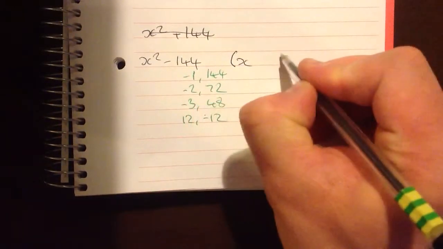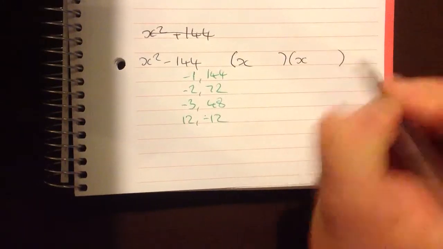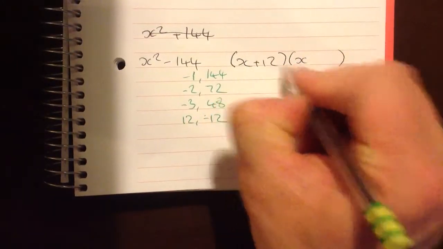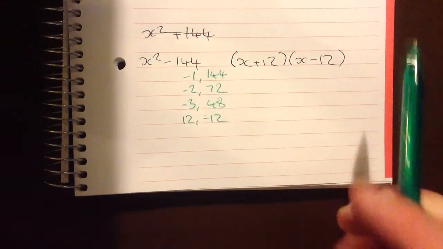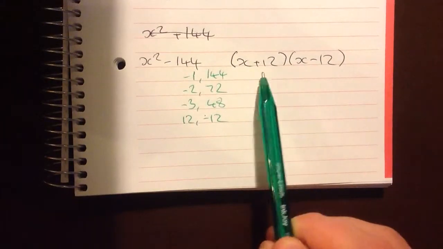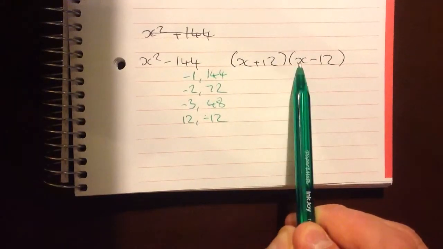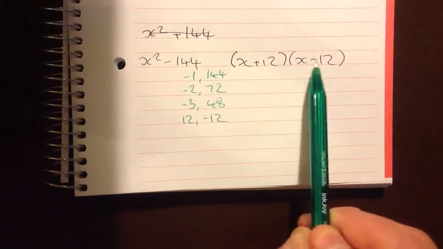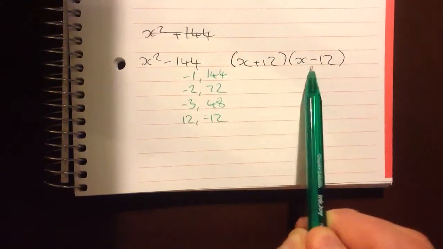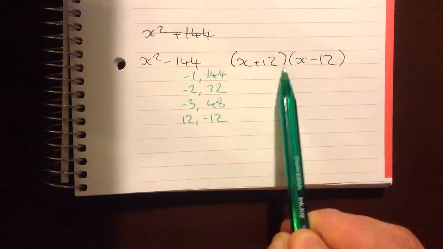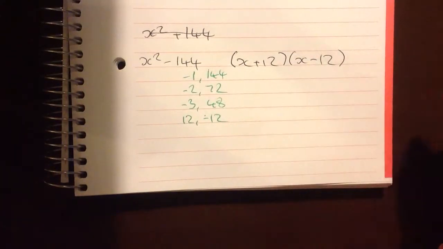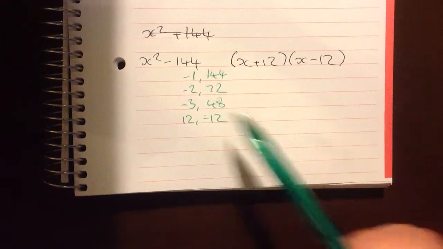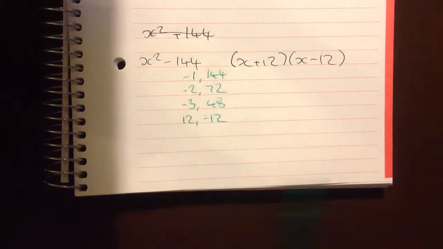So open up some brackets. One bracket's going to be x plus 12, the other bracket's going to be x take away 12. When we expand that, before you simplify, you're going to end up with x squared, then 12x, add 12x, take away 12x for this minus 12 times x, and then take away 144. When you then simplify it, the 12x and the minus 12x cancel each other out, leaving just this x squared and this minus 144.